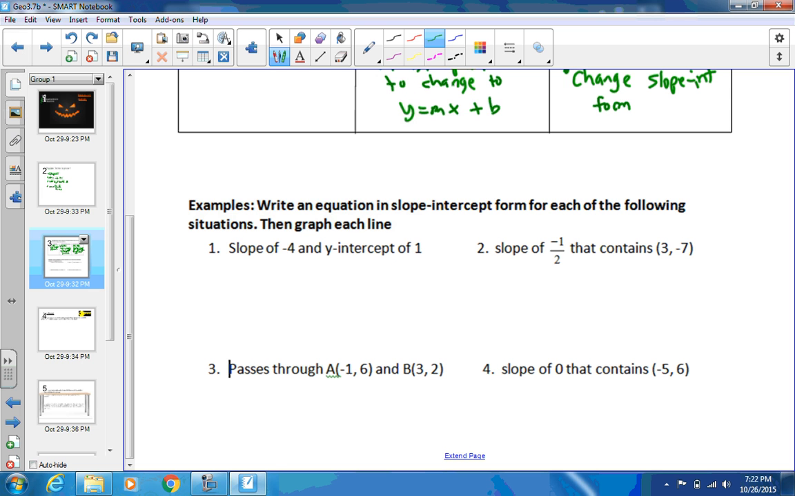So, examples: write an equation in slope-intercept form for each of the following situations, then graph each line. On here, I don't have graph paper, so I'm not going to graph them. But if you do have graph paper, that'd be great practice for graphing.